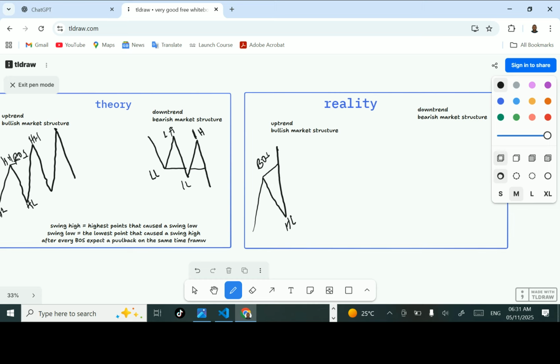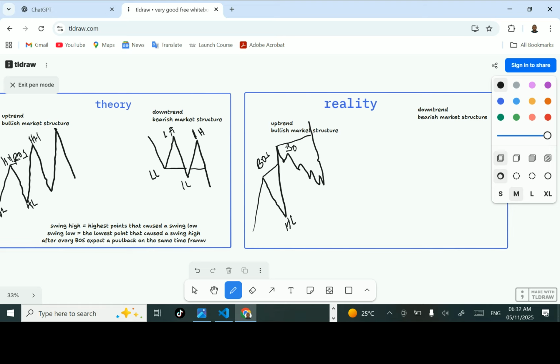We expect a pullback here. It can do anything it wants. It can form other structures. But we expect another point to be formed. And this point, immediately on the break of structure, we consider as a higher low point. And now after the break of structure, we expect another pullback.